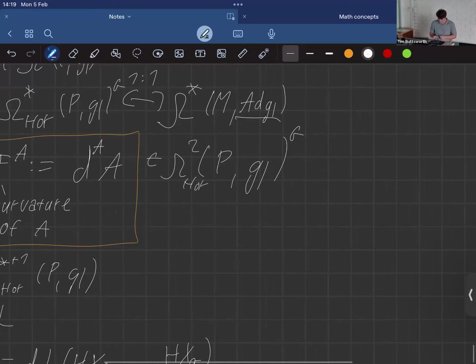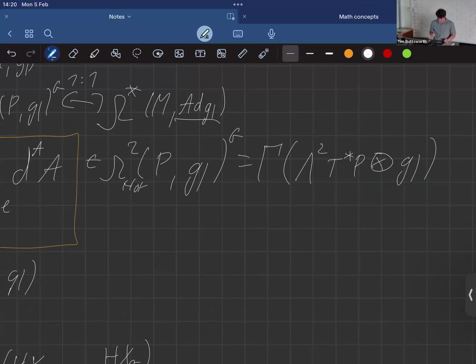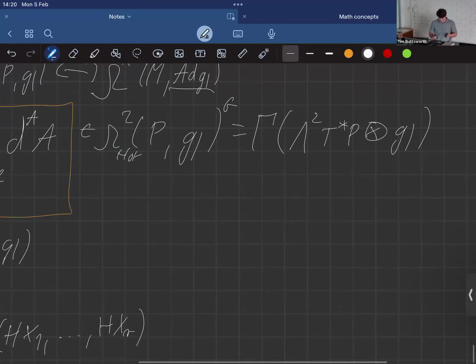Now, if I write this a bit differently in our language, this is just a section of the second exterior power of the cotangent bundle, right? That's exactly what forms are, tensored with the other. So far, so good.